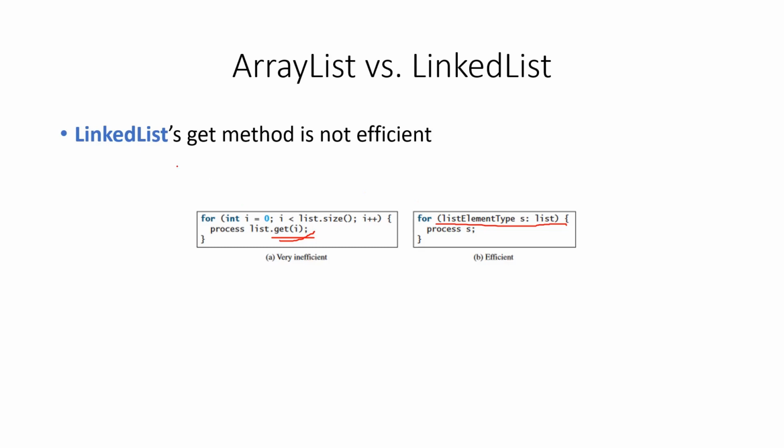For example, let's say that our linked list is for strings. Here, instead of the list element type, you just write String, then s, then the list, and then do some operation on each of the elements. Or if, for example, our linked list was created for integers, instead of String you can just write Integer.